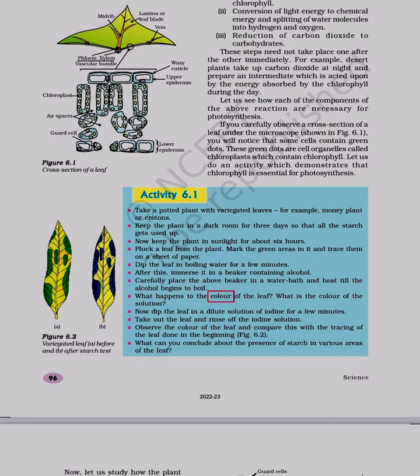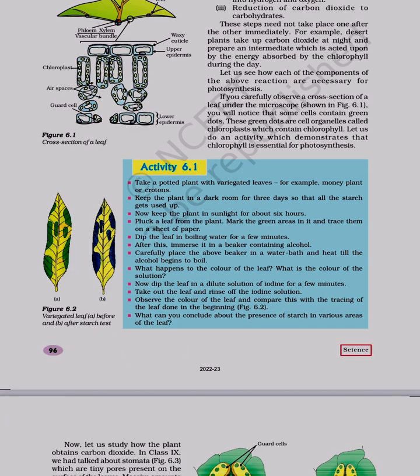And what happens to the color of the leaf? What is the color of the solution? And now dip the leaf in a dilute solution of iodine for a few minutes. And take out the leaf and rinse off the iodine solution. And observe the color of the leaf and compare this with the tracing of the leaf done in the beginning, figure 6.2. And what can you conclude about the presence of starch in various areas of the leaf?